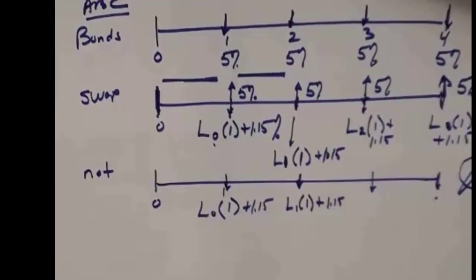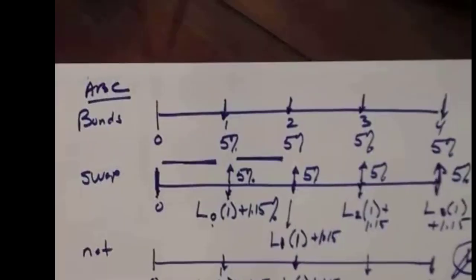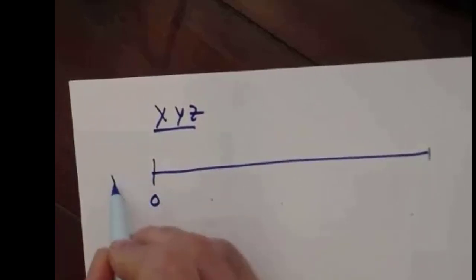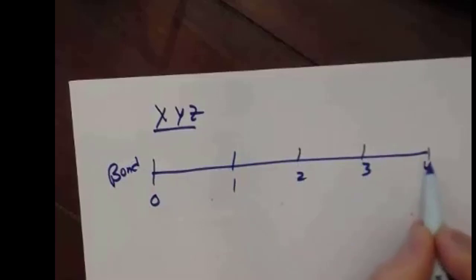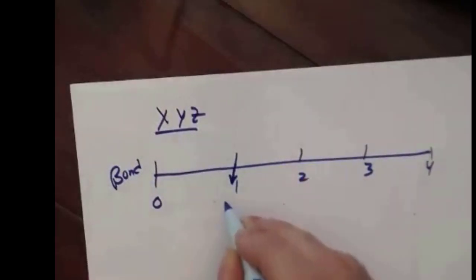Now, that's ABC. Now what we need to do is map out XYZ in the same fashion. XYZ has some bonds outstanding: bond 1, 2, 3, 4 periods. And it's paying right now, it's paying floating.